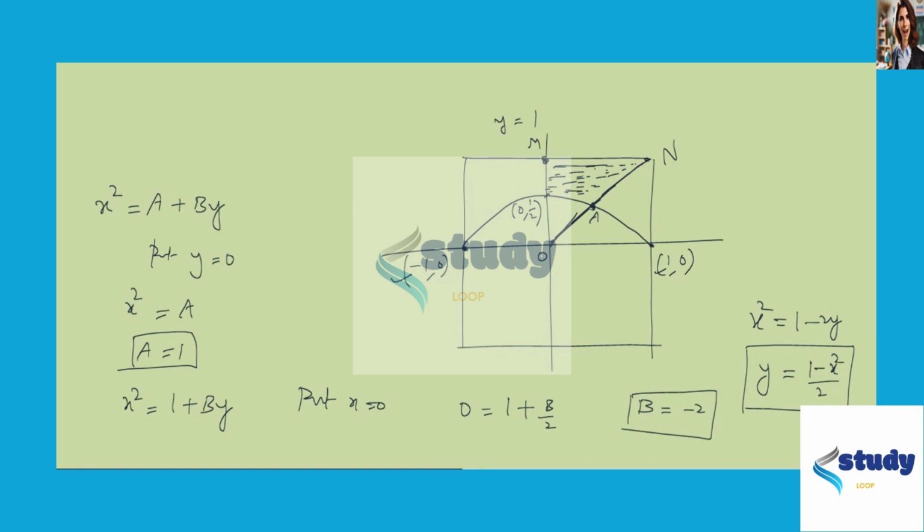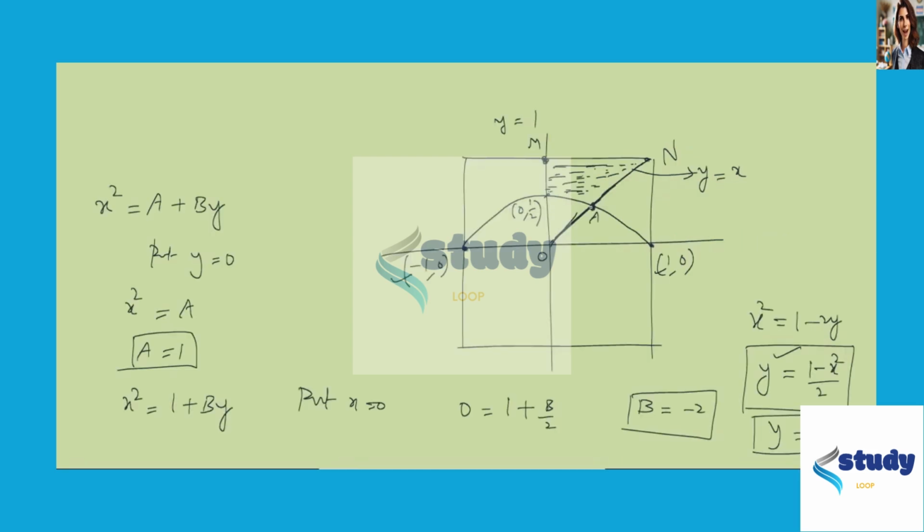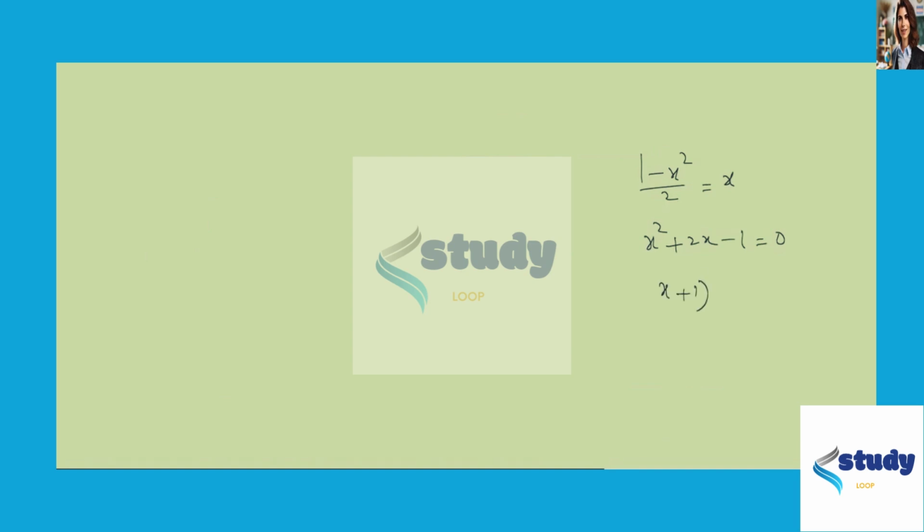So let's find the x coordinate of A. The x coordinate of A is nothing but the point of intersection of this parabola with this straight line ON. What is the equation of straight line ON? y equal to x. So let's solve both the equations. Equate y equal to x and y equal to (1 minus x square) by 2. So I'll get (1 minus x square) by 2 is equal to x. Cross multiply, you'll get a quadratic: x square plus 2x minus 1 is 0. But if you notice, you should take only a positive x because it is in the first quadrant. So (x plus 1) whole square is equal to 2, x is equal to root 2 minus 1. So this is the x coordinate of point A.